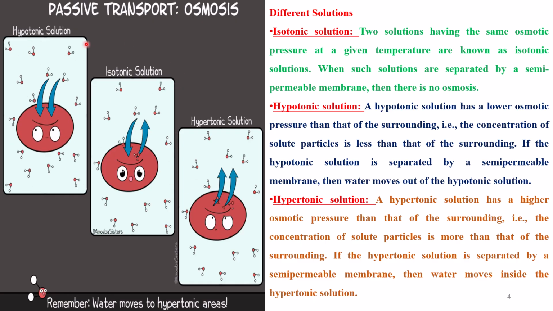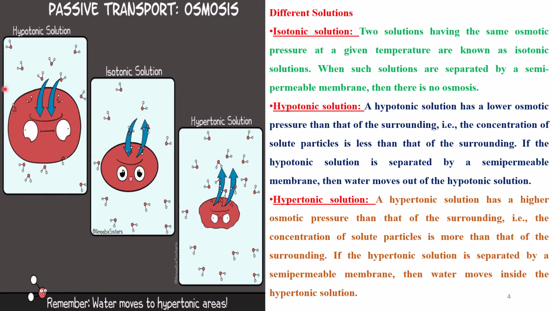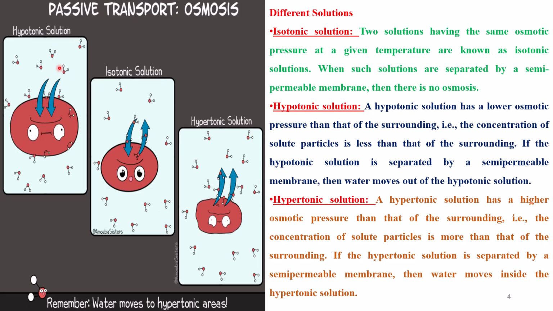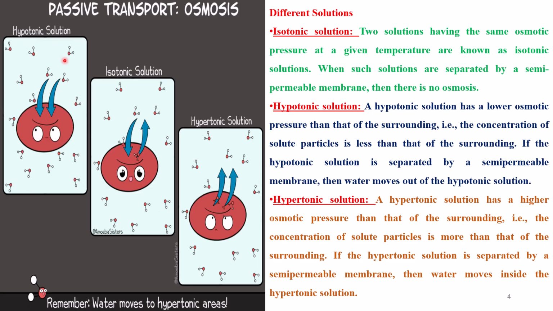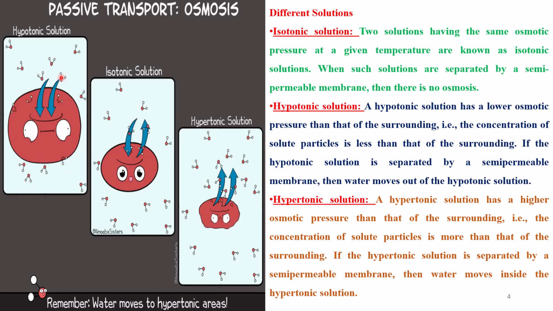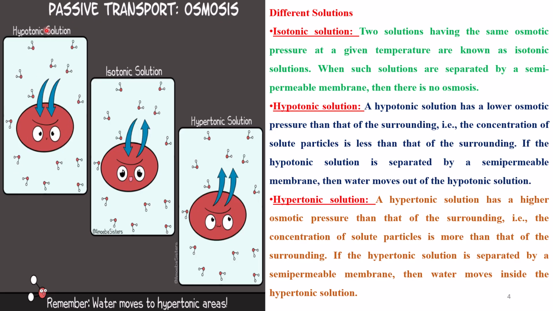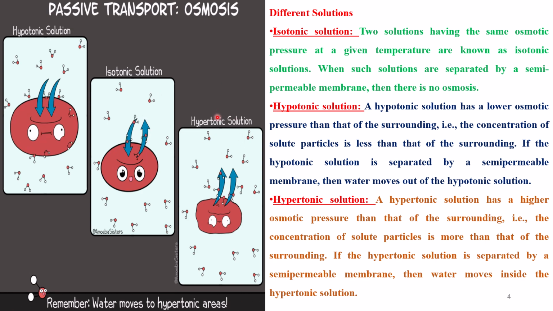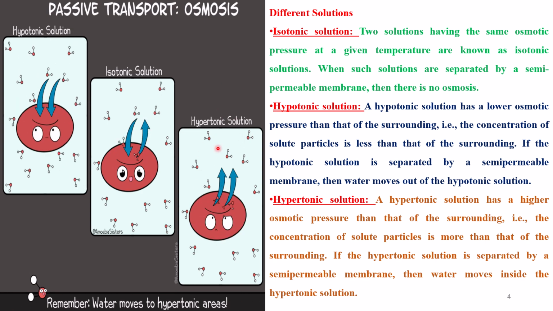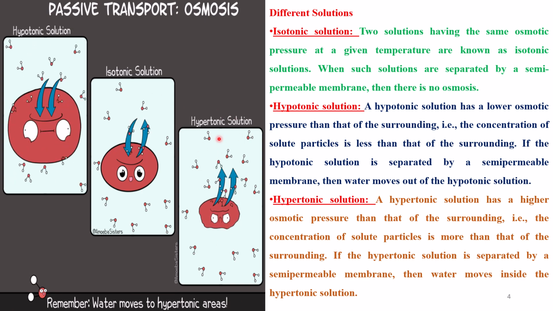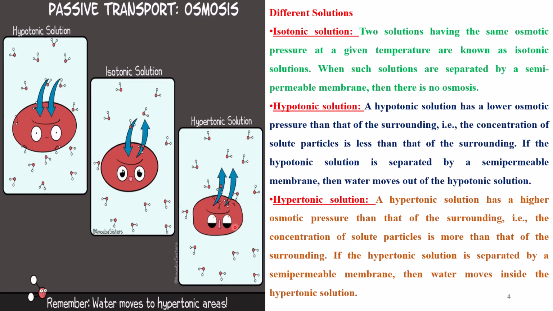And in a hypotonic solution, the osmotic pressure of the solution is lower than that of the surrounding, so the water moves out of the hypotonic solution. And in a hypertonic solution, the osmotic pressure is higher than that of the surrounding, so the water moves inside the solution.